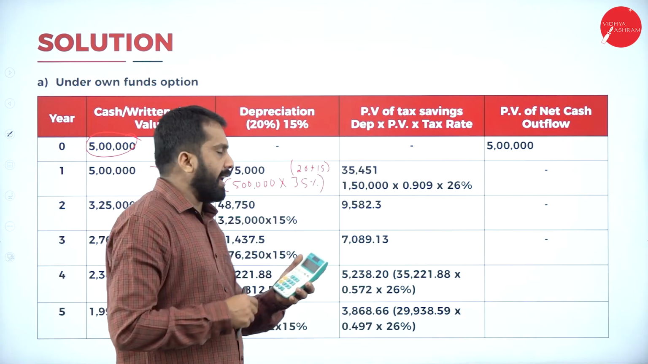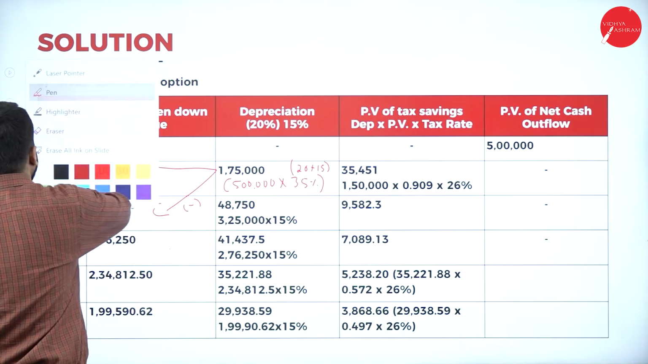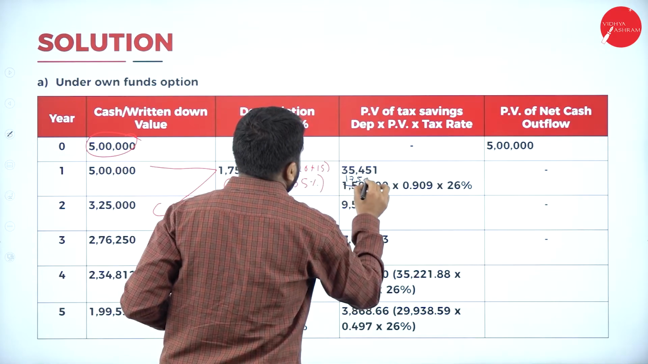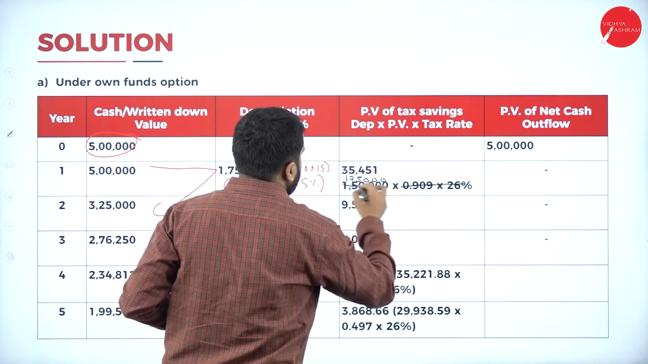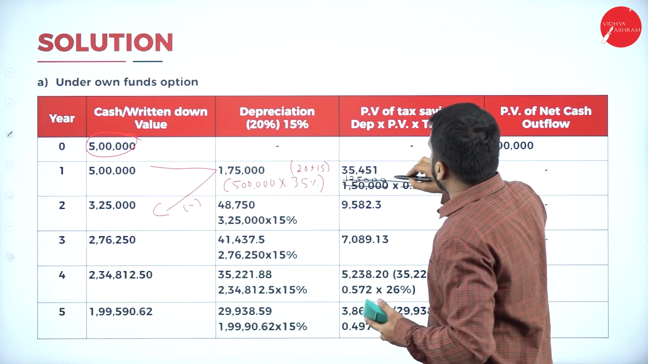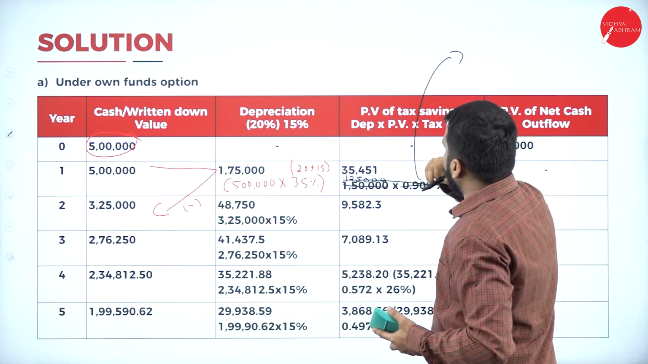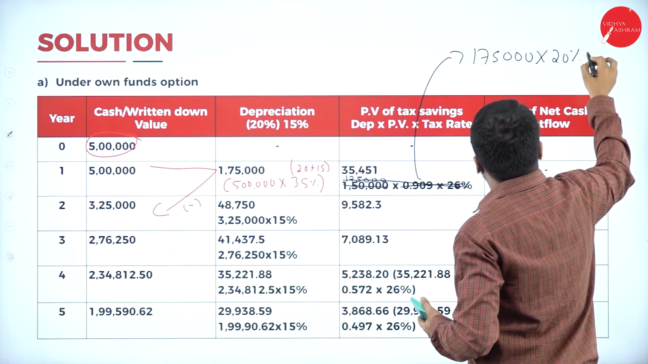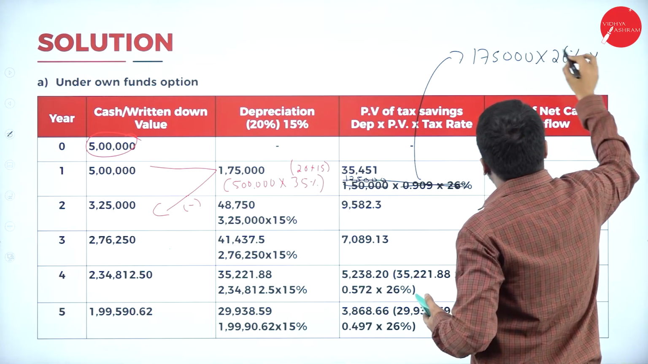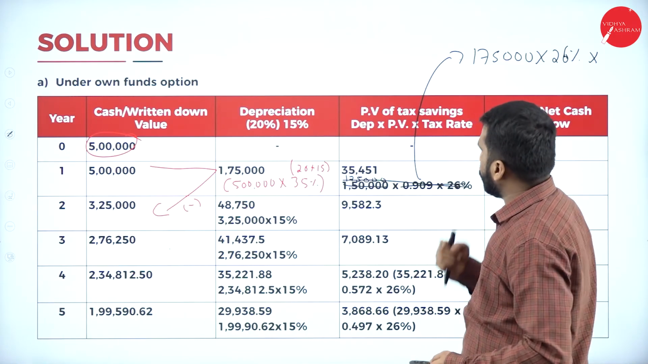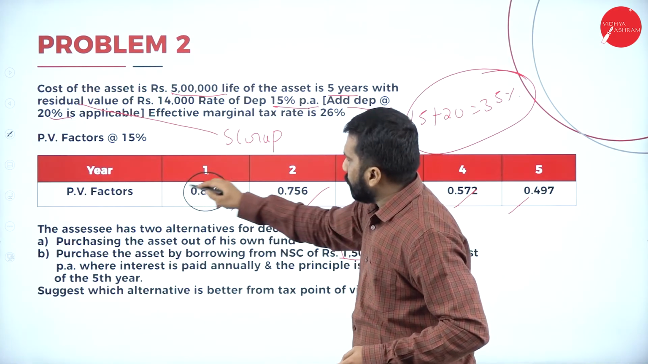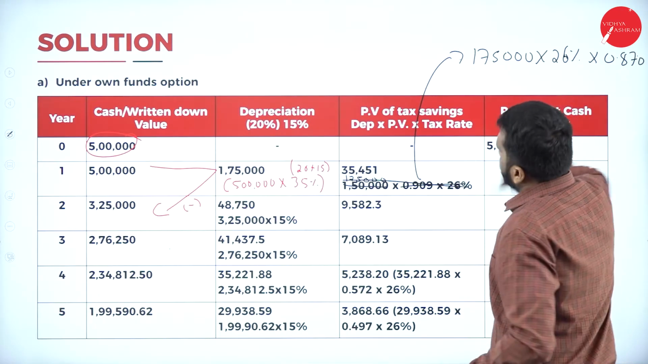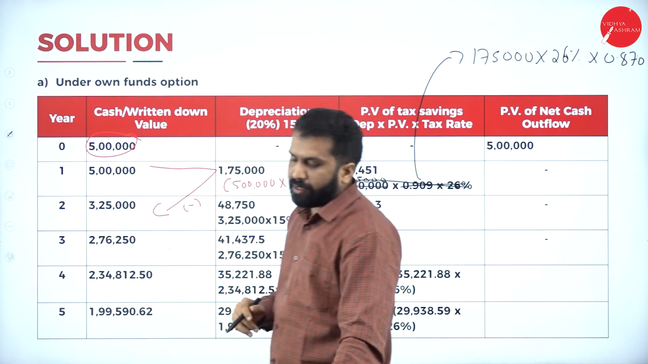PV factor. You are supposed to calculate your PV factor on 1,75,000. And what is the PV factor? I'll show you. I'll give the working note here. It will be easy for you. Your working note is 1,75,000 into 26%, along with the PV factor. PV factor is 0.870.